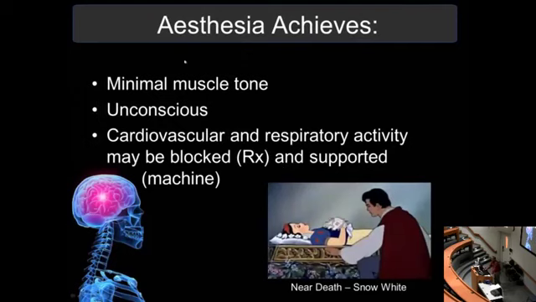So anesthesia achieves essentially minimal muscle tone, which is good because you can't have the muscles contracting, especially if you're going to be cutting through them. The patient's definitely unconscious. And then the respiratory and the cardiovascular activity might be blocked. And of course, the classic example would be Snow White.